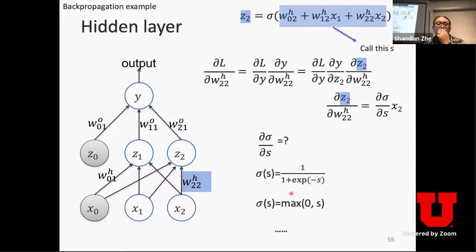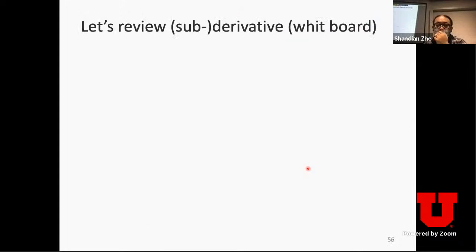But here we want to show how to compute the partial derivative of the Sigmoid activation function, because this is a well-known result. I want everybody to know that result, and leverage it in your implementation of the homework. So I'm going to switch to the iPad.